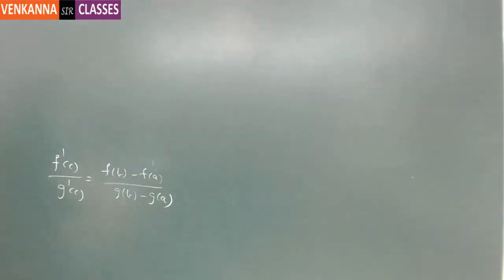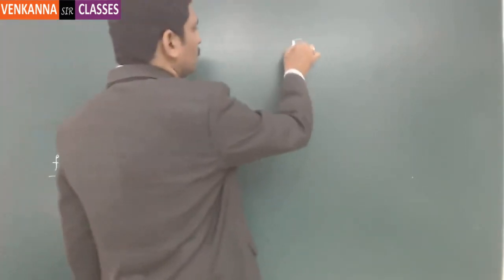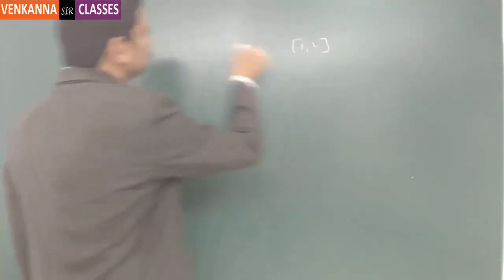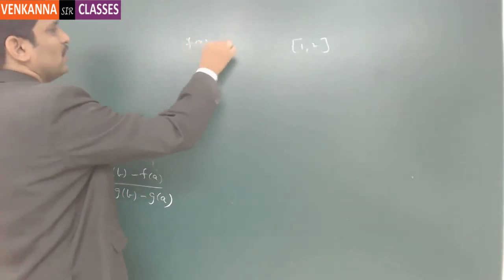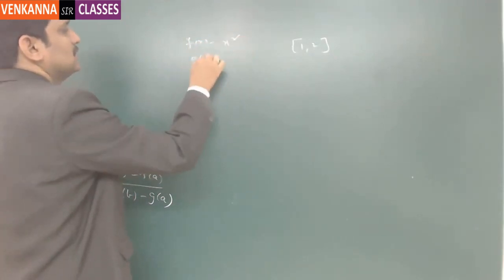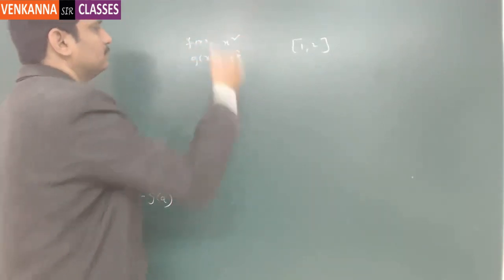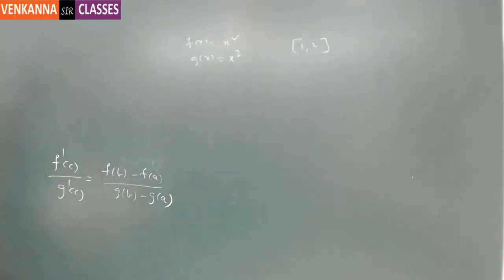So you take that on closed interval 1 comma 2, f of x is equal to x square, g of x is equal to x cube. Now you check for the applicability of Cauchy's mean value theorem and let us find the value of c from that.